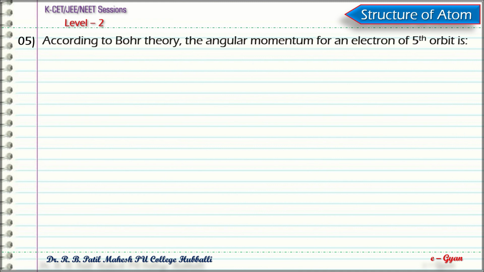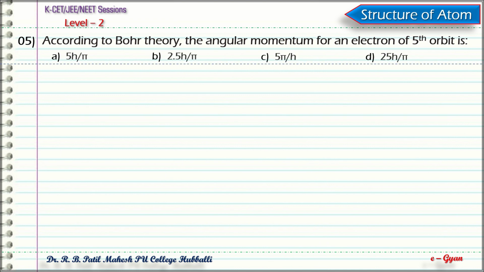According to Bohr's theory, the angular momentum of an electron in the fifth orbit is. Angular momentum, we have the formula mvr is equal to nh divided by 2 pi, where n is the number of orbits, and the orbit given is the fifth orbit. So this can be written as 5h divided by 2 pi, which upon simplification, 2 ones are 2, gives 2.5 h divided by pi as the answer. So the angular momentum for the fifth orbit is 2.5 h divided by pi. The correct option is option B.